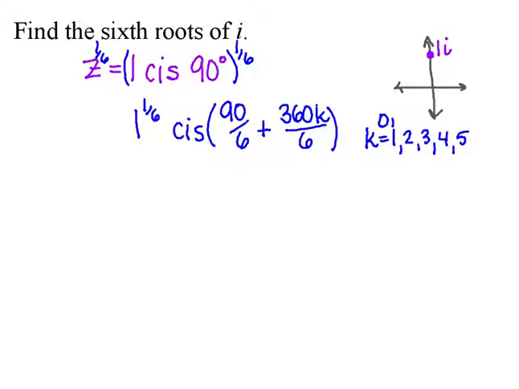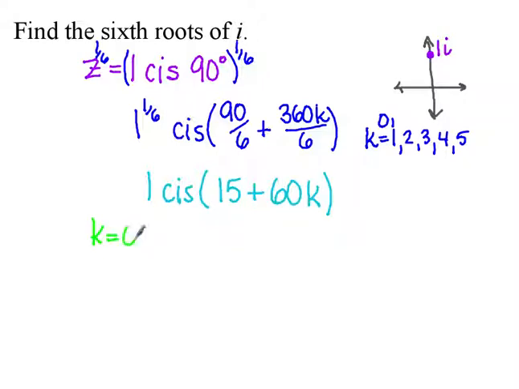And so now, 1 to the 1/6 is going to be 1, cis, 90 divided by 6 is 15 plus 60k. So now you're going to plug in 0 for k. When I plug in 0 for k, I get 1 cis, what? 15 degrees. That's your answer.